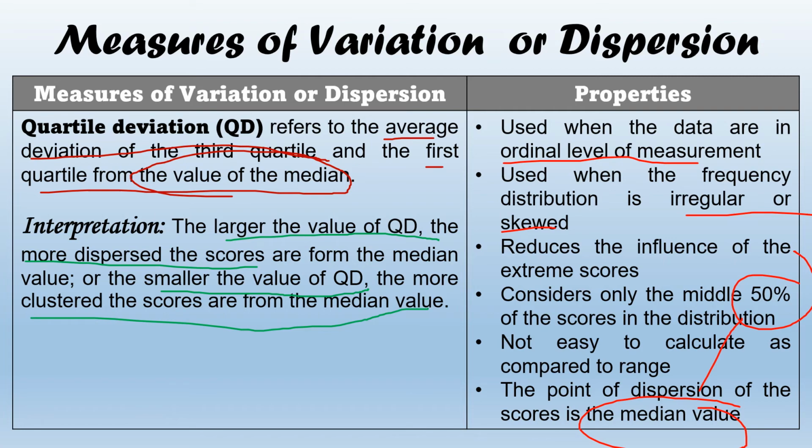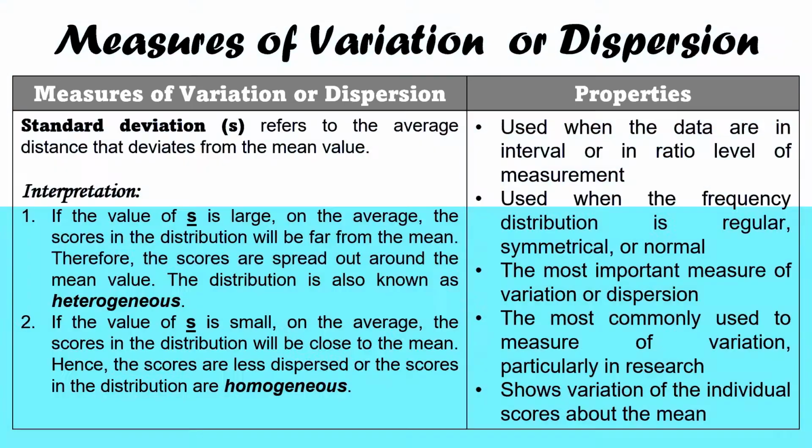The last one we have is the standard deviation. It refers to the average distance that deviates from the mean value. So if the value of s is large, you really have to take note of this: on the average, the scores in the distribution will be far from the mean. Therefore, the scores are spread out around the mean value.